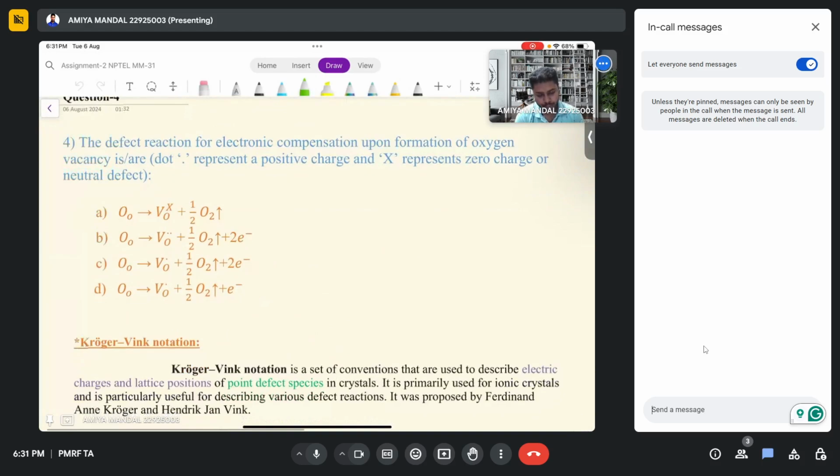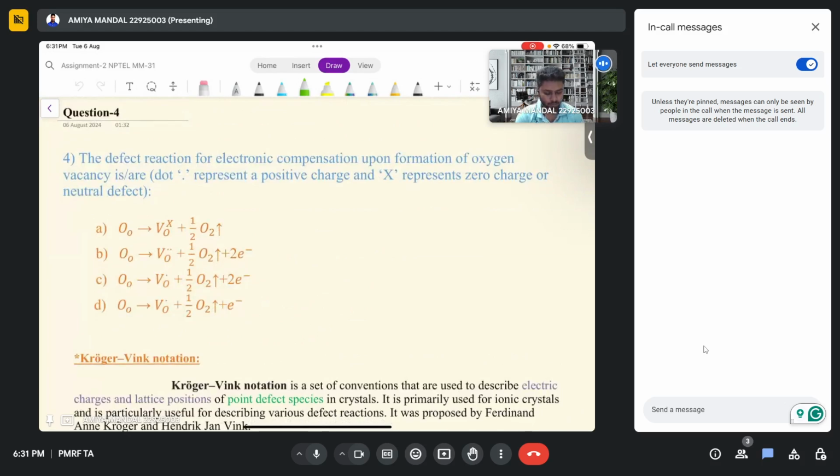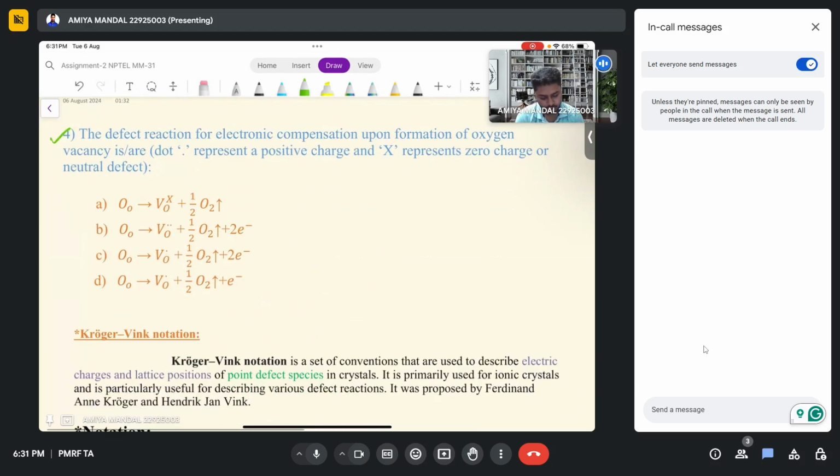Question number 4. You can see some defect reactions. A reaction means there is a left hand side and a right hand side, and they must balance. The question is: the defect reaction for electronic compensation upon formation of oxygen vacancy. Here an oxygen vacancy is formed. This is called oxygen vacancy. Then which defect reaction is true? It may be one option or two options correct.